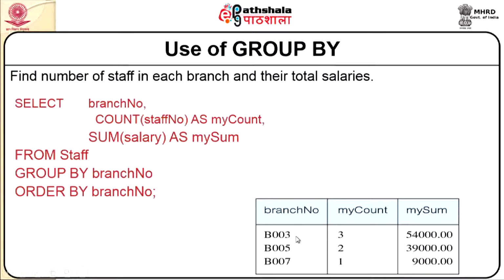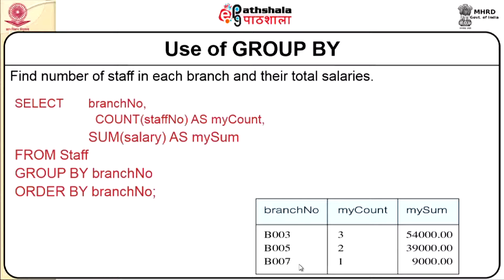So branch 003, the number of staff is 3, branch 005 has 2 staff members and branch 007 has only 1 staff. And their total salary, meaning the sum of salary for these 3 people, totals 54,000. For branch 005 the total salary is 39,000 and for branch 007 we have 9,000. We have grouped it by the branch number and ordered it based on the branch number, starting from 3, 5 and 7.